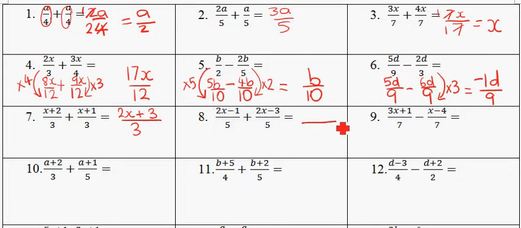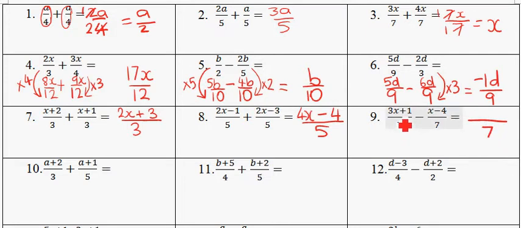Right, this time we've got fifths. So working with our numerators, 2x plus 2x is 4x. This time I've got negative 1 plus negative 3. Minus 1 plus minus 3 is minus 4. And no simplifying further.